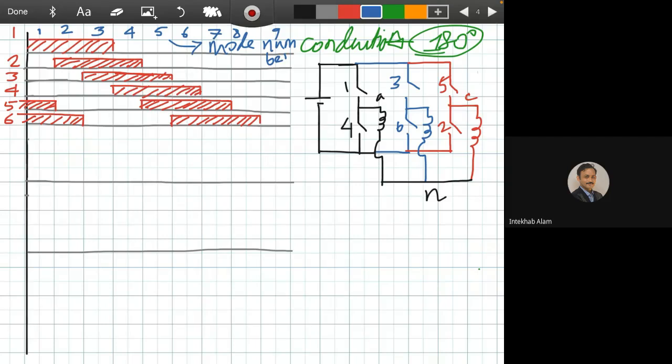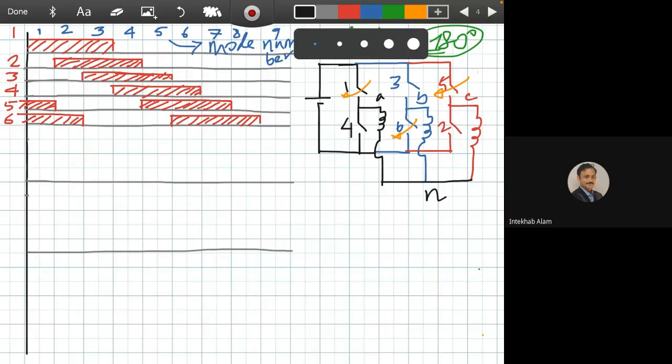Okay. Now we'll look at the circuit. If switch 1 is on, switch 5 is on, and switch 6 is on, okay, so what will happen? 1 is on, 5 is on, and 6 is on. So we can make the circuit in a different way.